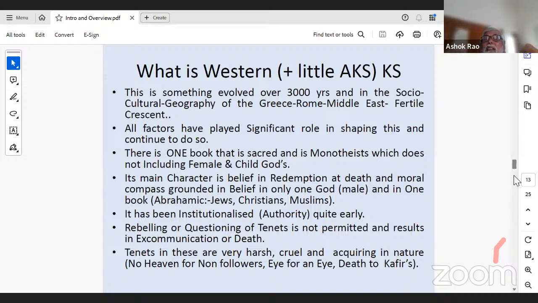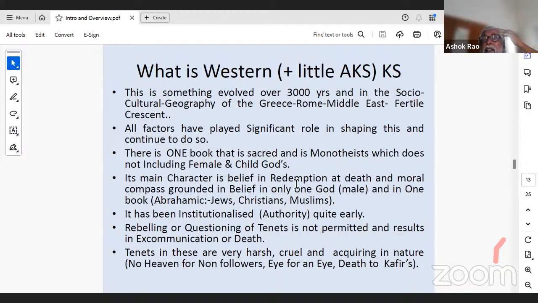So what is the Western knowledge system plus a little of the Arabic knowledge system? Something that evolved over 3,000 years in the socio-cultural geography of Greece, Rome, Middle East, what is called the Fertile Crescent. All factors have played significant role in shaping this and continue to do so. All these have one thing in common. There is one book that is sacred and they are monotheists, which does not include female and child gods. No female god, no child god.